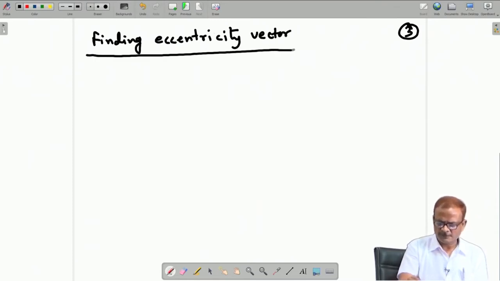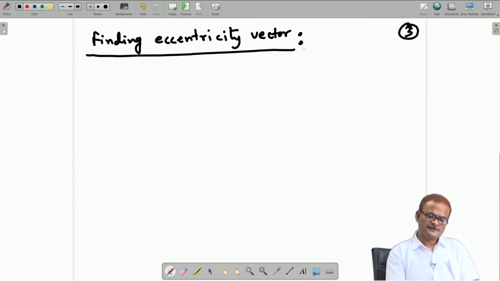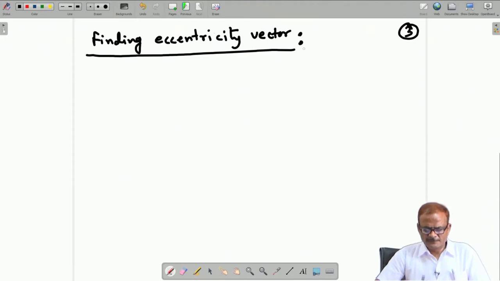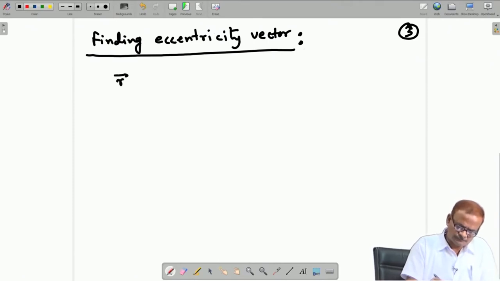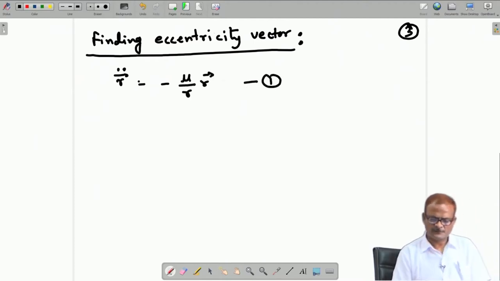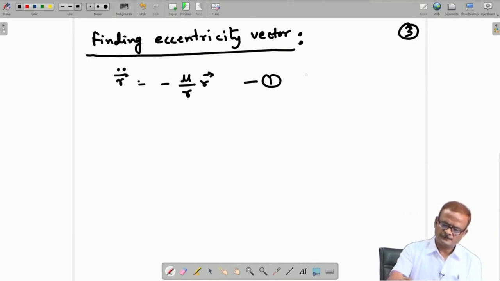Later on I will tell you what is the benefit of getting the eccentricity vector. Even if we do not know the eccentricity vector, it is okay, but there are certain benefits which you will realize once I progress further. So, r double dot equals minus mu by r cube r. This is our basic equation we have been using for the two body problem, system relative motion.